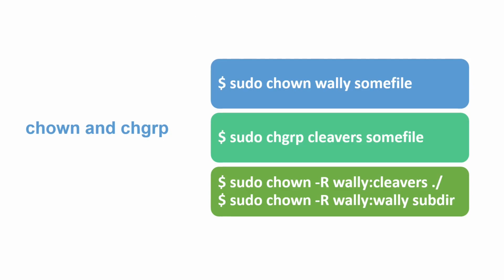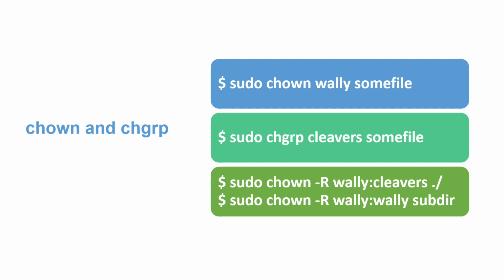Changing owner and changing group. Changing file ownership is done with chown, and changing the group is done with chgrp. Only the superuser can change ownership on files. Likewise, you can only change group ownership to groups that you are a member of. Change file ownership with chown, only the superuser can do this: sudo chown Wally somefile. Change group ownership with chgrp, only to groups you belong to: sudo chgrp covers somefile.